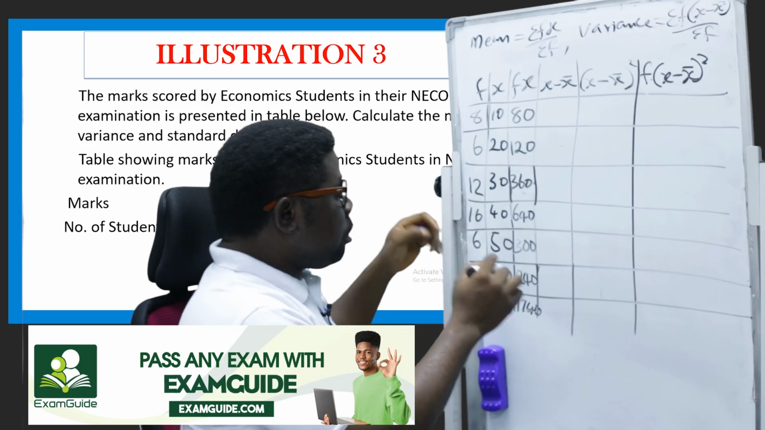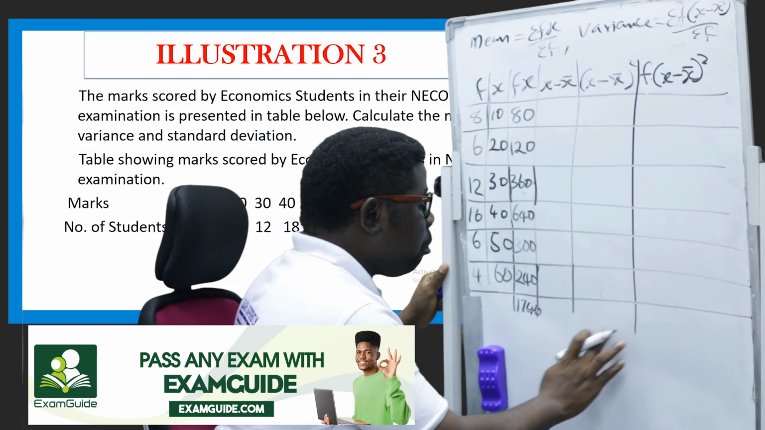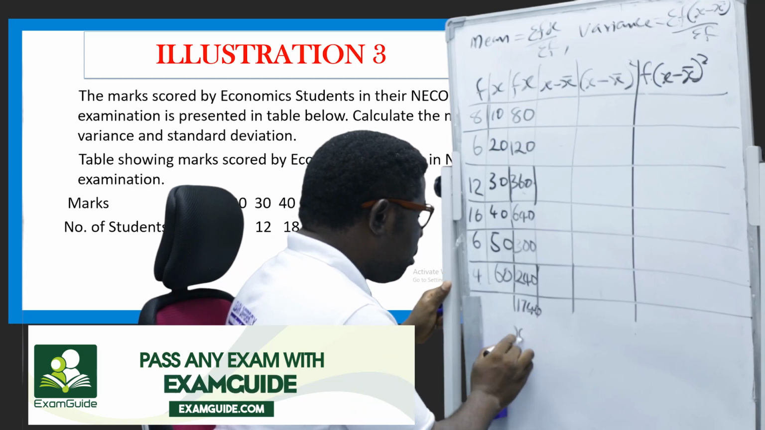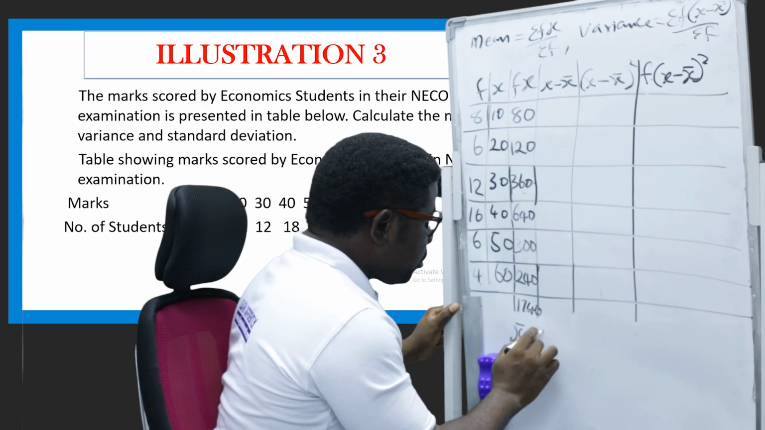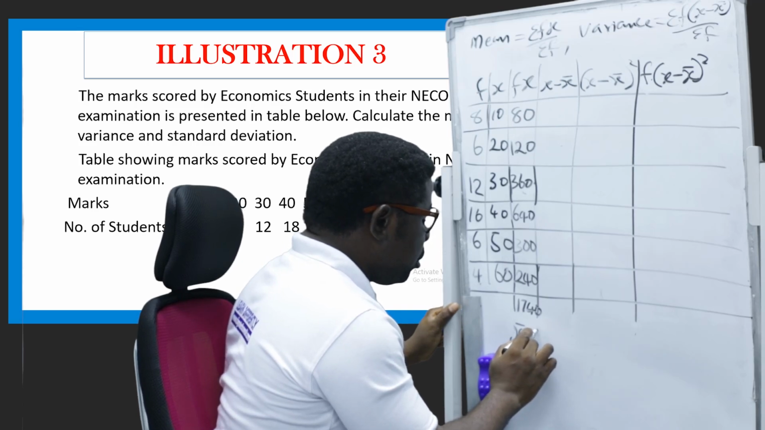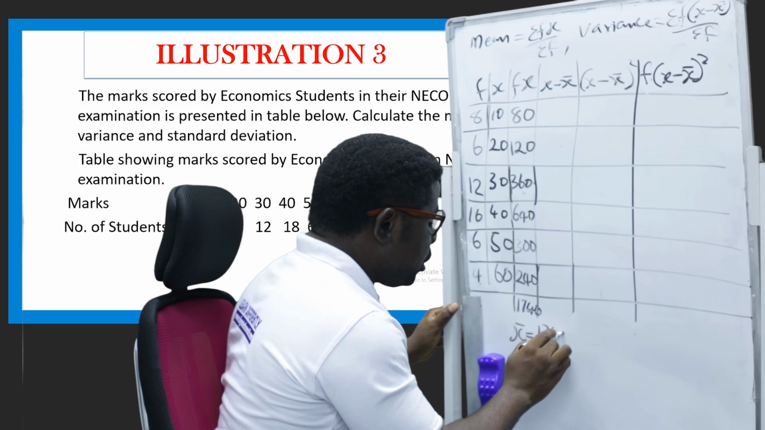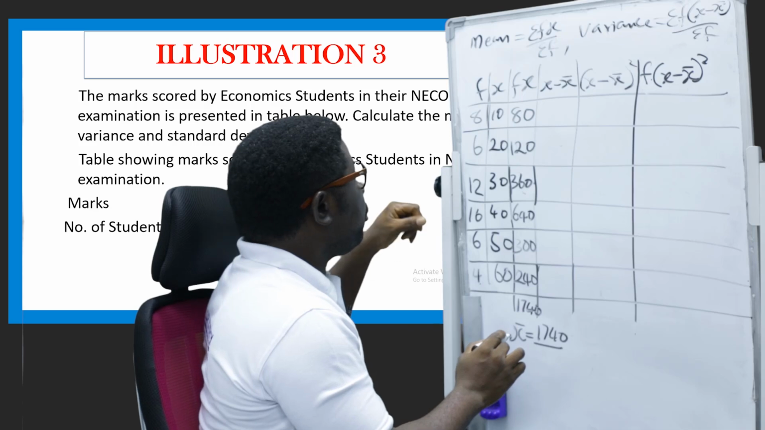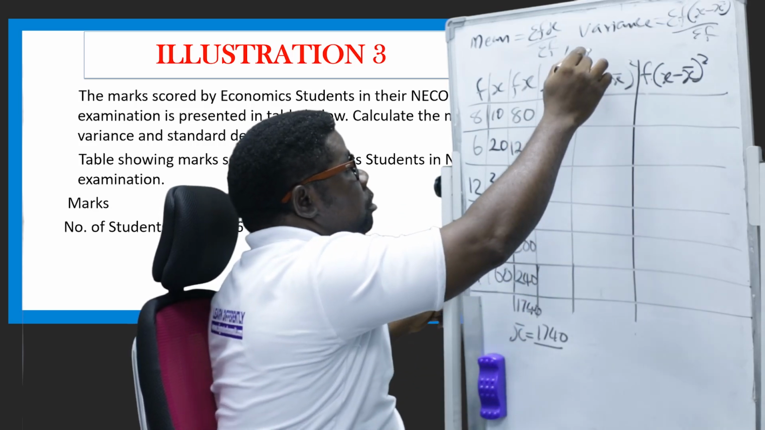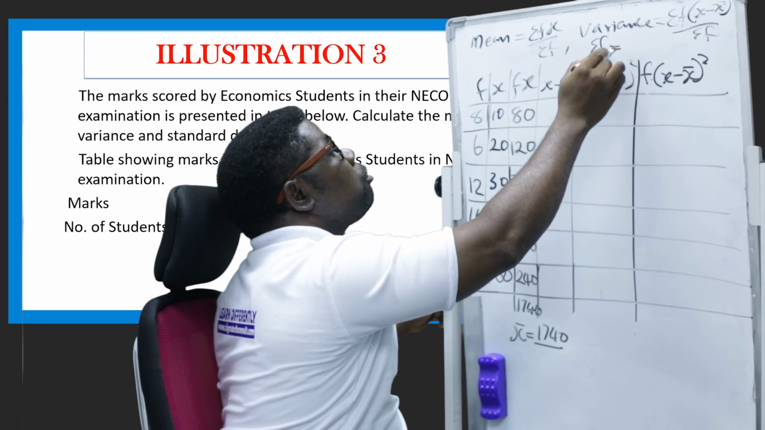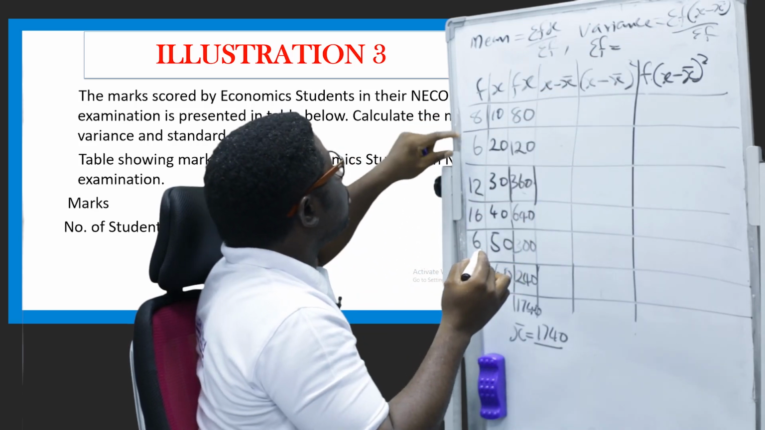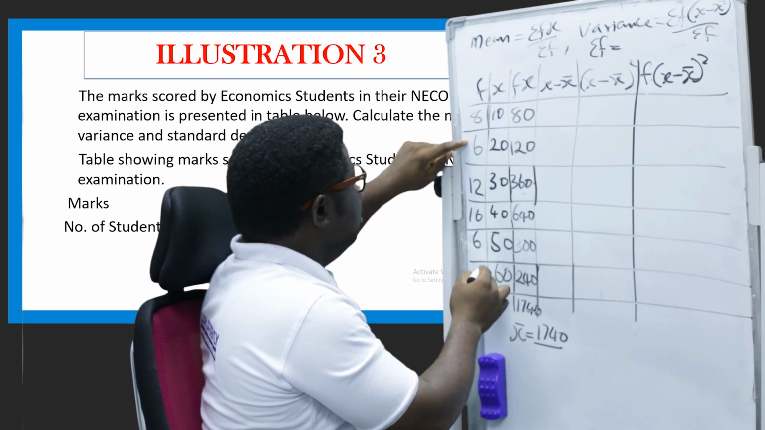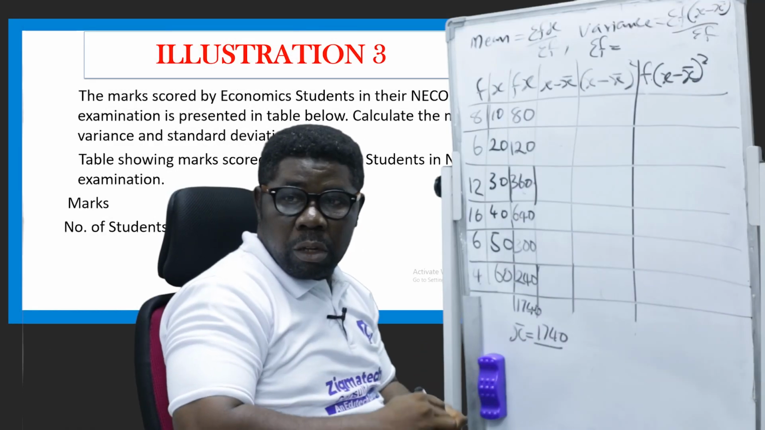So if this is our total, what will be our mean? Our mean is x bar. It will become 1740 over the summation of frequency. Summation of f is equal to this: 20, 26, 30. Let me add it up. That should be 50.